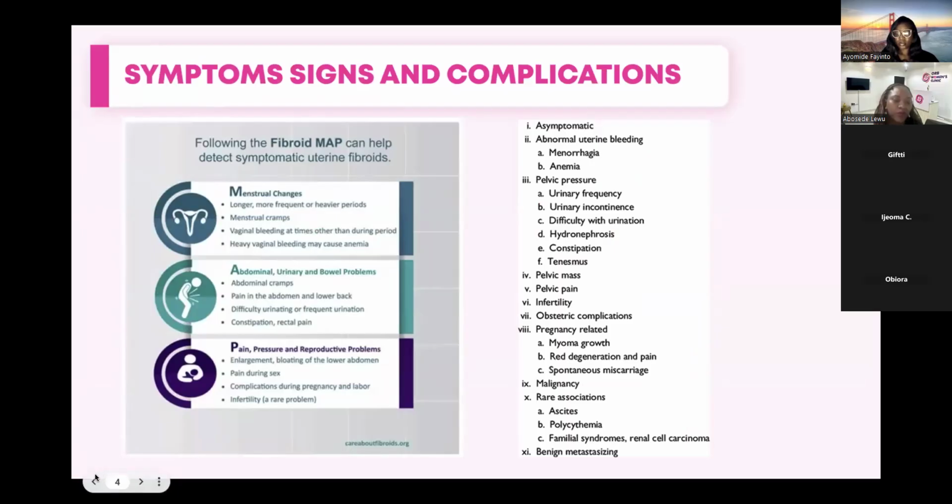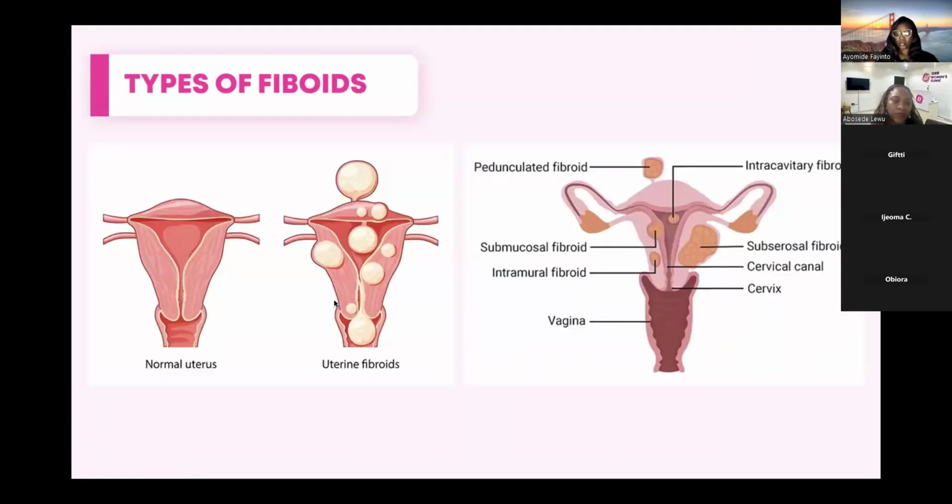Now, I need to go back. Sorry, I'm moving faster than I should. Okay, good. So now when we talk about types of uterine fibroids, it's based on the location of where the fibroids are. You'll see this one is closer to that serosa. It's outside of the womb, just at that outer covering. These are the ones we call either subserous or pedunculated uterine fibroids.